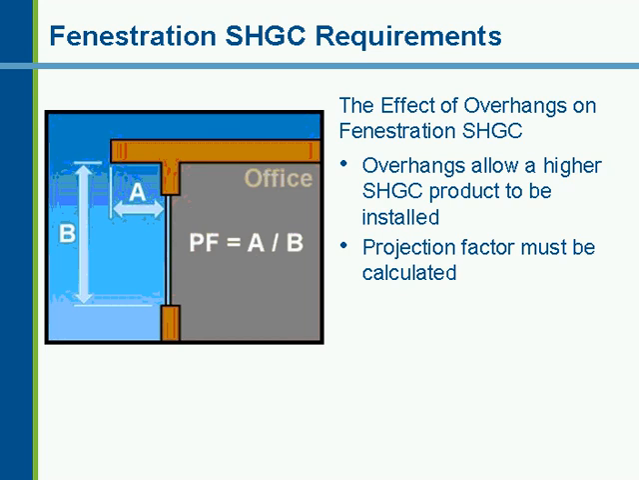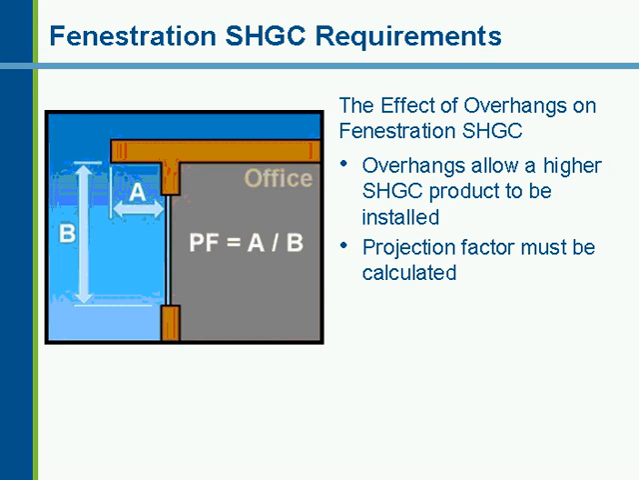You can also get credit for an overhang. We talked about this when we were looking at the table. You have to calculate out the projection factor. Essentially, any projection factor greater than 0.25 in climate zones 4 on will eliminate the need to put in a low SHGC window. So in the colder climates, you can actually get by without installing a low SHGC, and there are some times you're going to want to do that.